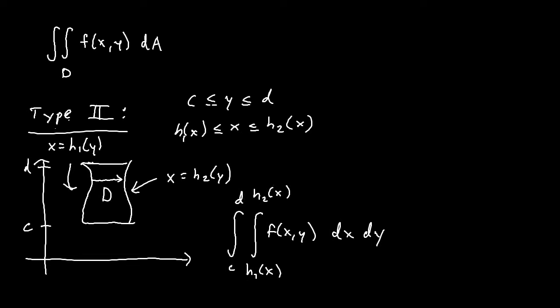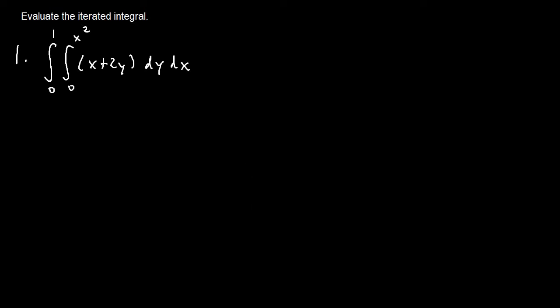For the first couple problems, the iterated integral will already be set up for us, so all we have to do is solve. But for the last couple problems in this video, we'll actually have to find out what those bounds are. So let's say for number 1, we have to evaluate the iterated integral. The double integral from 0 to 1 and from 0 to x squared of x plus 2y times dy dx.